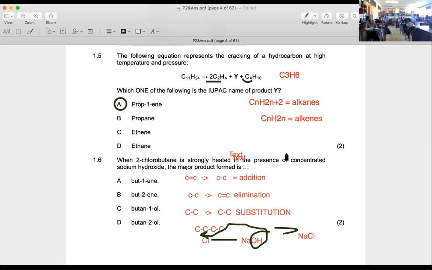And what is the major product formed? Okay, so you can see it. It's going to be OH on carbon number 2. So butane 2-ol. See how easy that was? Butane 2-ol must be the major product. Okay, what is the minor product formed? Sodium chloride.